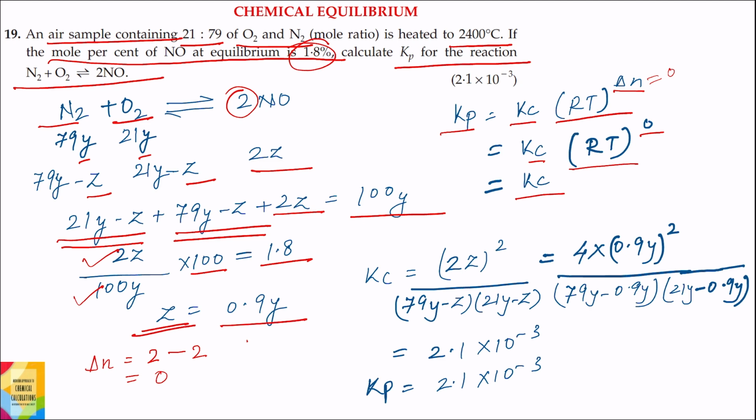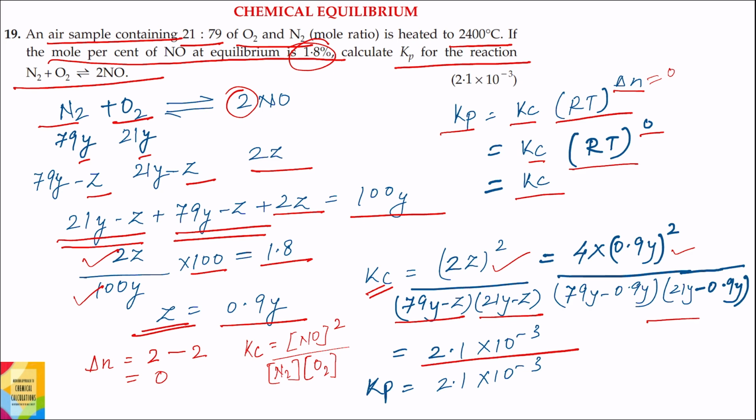Now Kc is equal to concentration of NO raised to the power 2 divided by concentration of N2 multiplied by concentration of oxygen. So Kc is equal to (2z)^2, because the equilibrium concentration of NO is 2z, divided by the product of the concentrations of N2 and O2. Putting the value of z equal to 0.9y and solving, the value of Kc comes to 2.1 into 10 to the power minus 3. Therefore, the value of Kp is also 2.1 into 10 to the power minus 3.